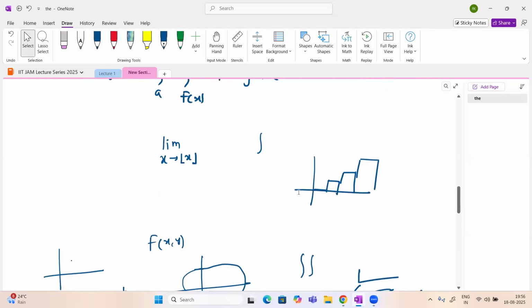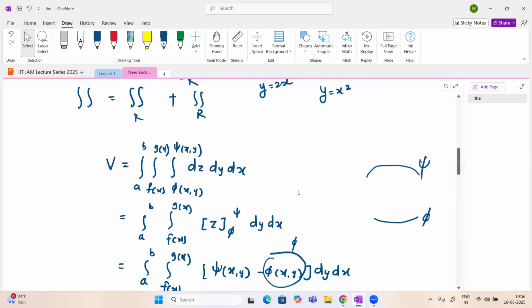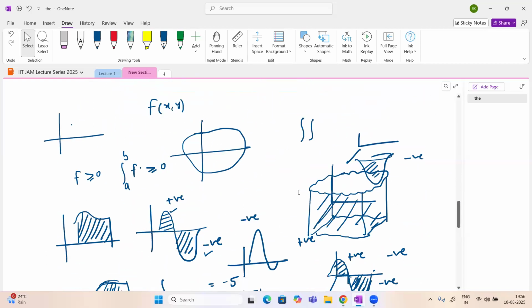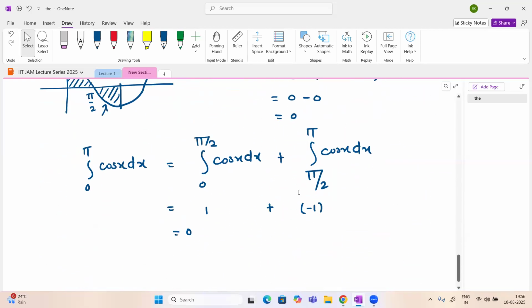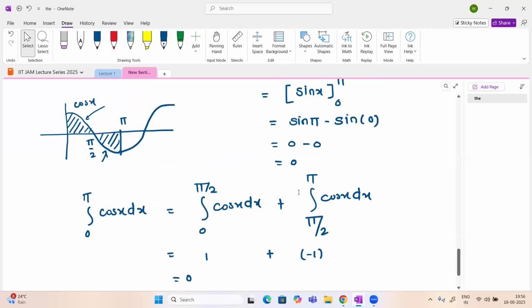Yes, sir. Okay. So you mean the area will not be negative, but the integral value can be 0 or anything else? Yes, right. So that's why, when we solve a few problems and get a minus sign at the end while calculating area, we say the area cannot be negative and we rectify it, right?